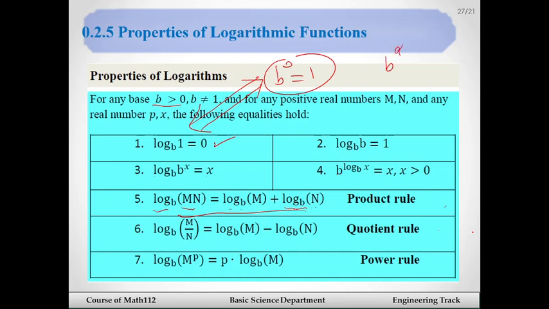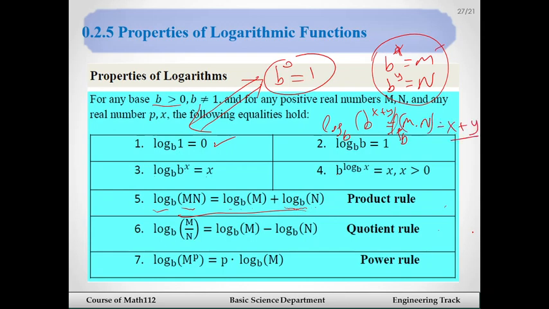If b to the x is m and b to the y is n, it will take some time to explain this one, but anyway. If you multiply these two, you will get b to the x plus y is equal to m times n. So when you write log base b of m times n, you will get this x plus y. This is the power. But what is x? x is indeed log base b of m, and this is log base b of n. This is y. So when you replace x with the log and y with the log, you get this one.